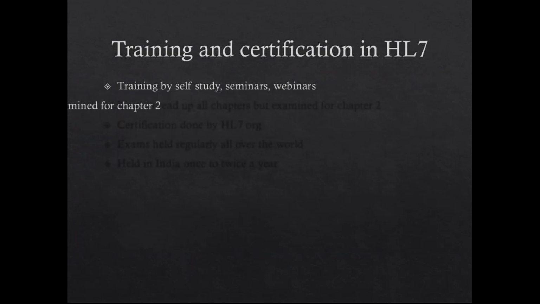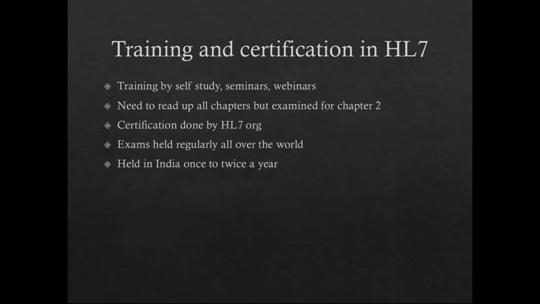So for HL7 training and certification, once you go through all the training, you can get certified. The main chapters that you have to go through are 2A, 2B, 2C, which cover HL7 conformance and the different data types of HL7 and how we use those in real-time implementations. The certification is always given by the HL7 organization. You can enroll for it and get certified.